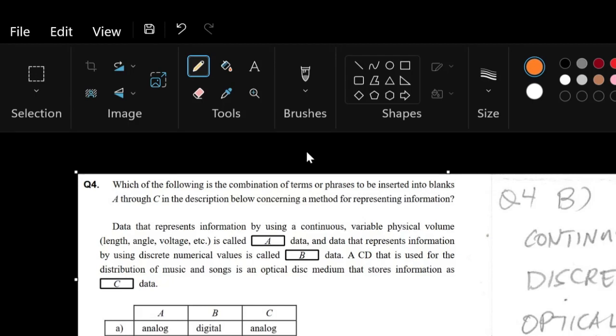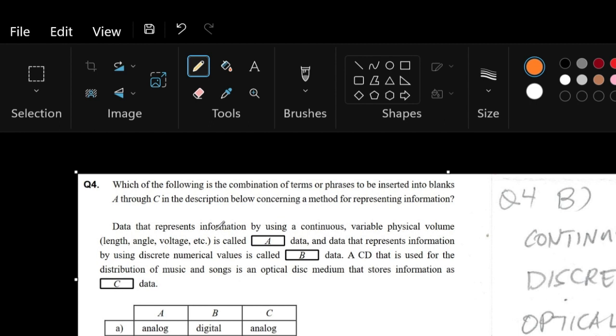We are now in question number 4 of the IT Passport exam for PhilNITS. In this question, we are being asked which of the following is the combination of terms or phrases to be inserted into blanks A through C in the description below.